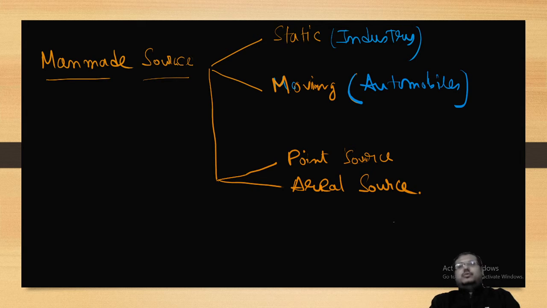Then the man-made source will be of two types: static और moving. Static मतलब जो एक जगह पे fixed है, that is the industry, and moving मतलब which will actually move from one place to another, that's nothing but an automobile, or it can be a point source or aerial source.